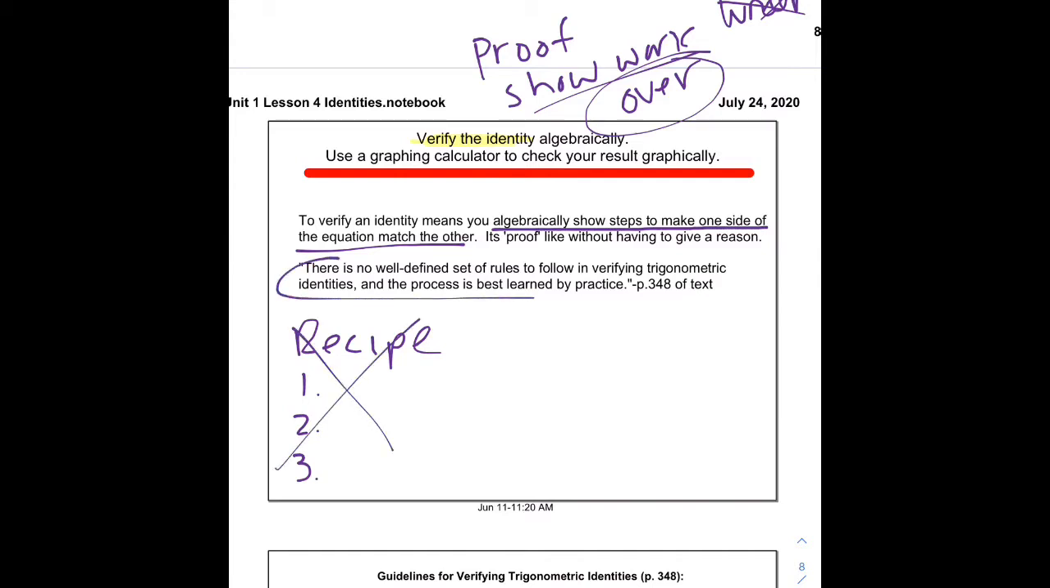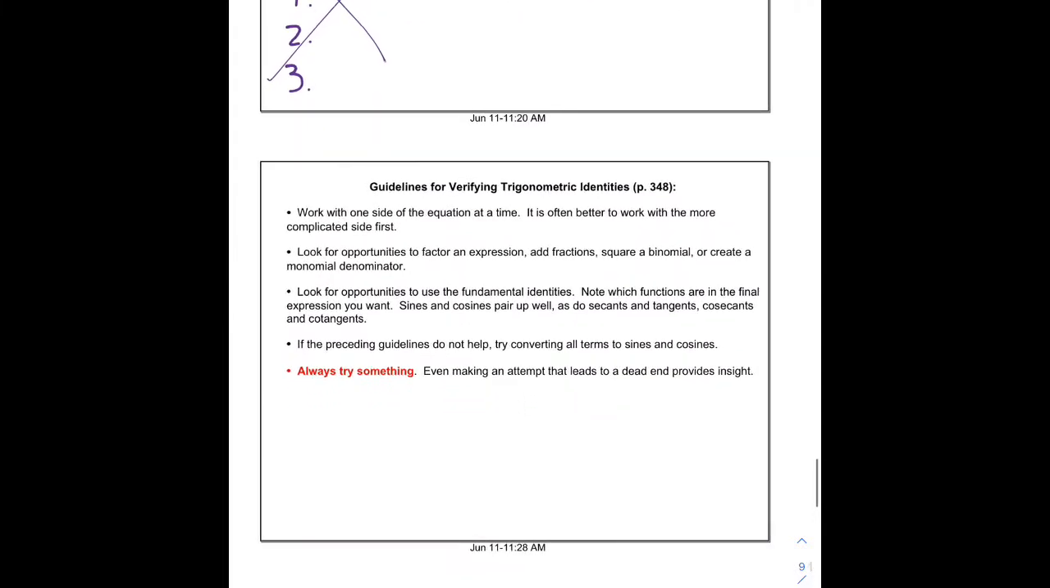There is no well-defined set of rules to follow in verifying trigonometric identities, and the process is best learned by practice. You have to be willing to try something. If you're going to just stare at it and do nothing, you can think about it for a while, but you have to try something. What are those somethings? Well, here we go.